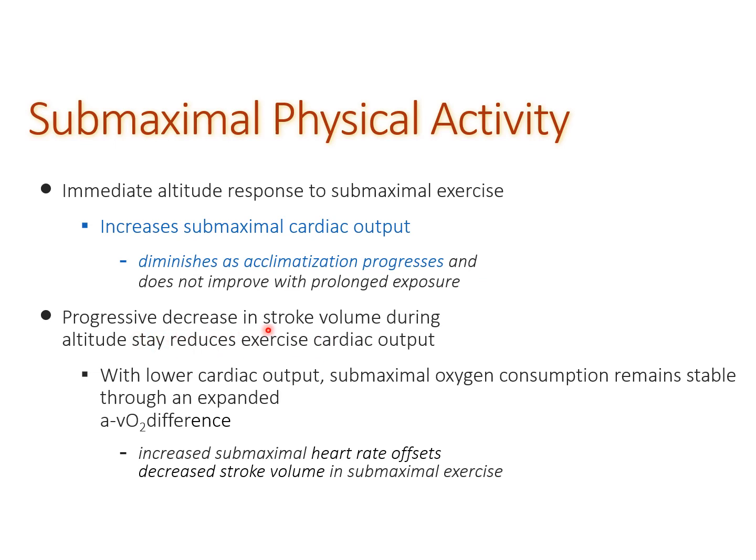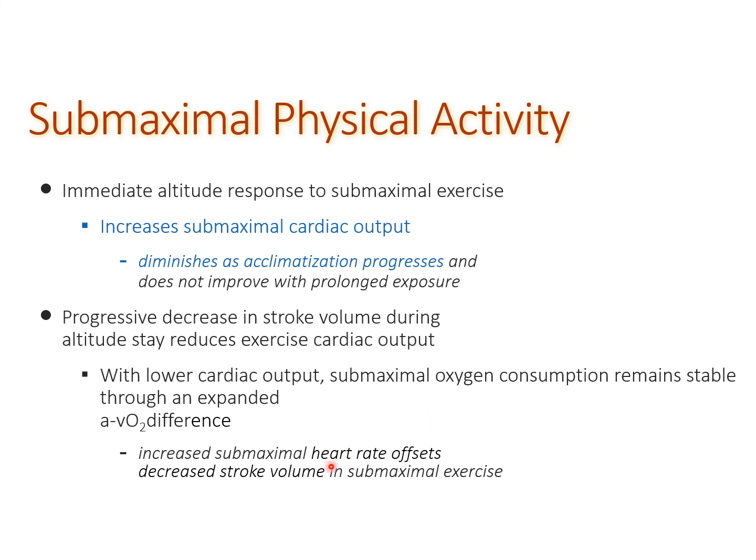You also see this progressive decrease in stroke volume as you stay at altitude, and this reduces the exercise cardiac output. So now we're back to what we talked about last slide, where your cardiac output actually decreases over time at altitude. With this lower cardiac output, the submaximal oxygen consumption remains stable through an expanded AVO2 difference. So I've talked about this a few slides ago as well, is now you have a decreased stroke volume, you have a decreased cardiac output. So how do you get oxygen to the tissues that they need? Well, you get better at extracting oxygen from the blood. So you have more hemoglobin, you have more red blood cells, so your ability to carry oxygen is improved, and then you get better at extracting that oxygen out.